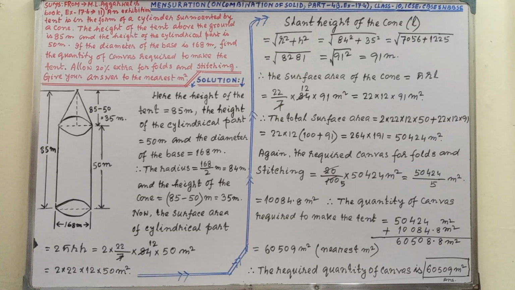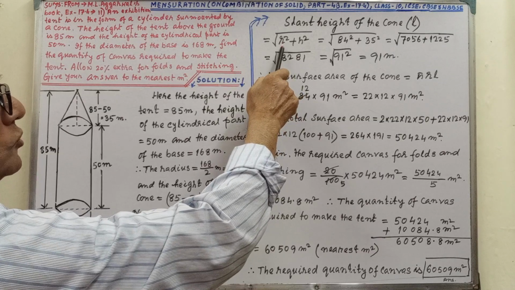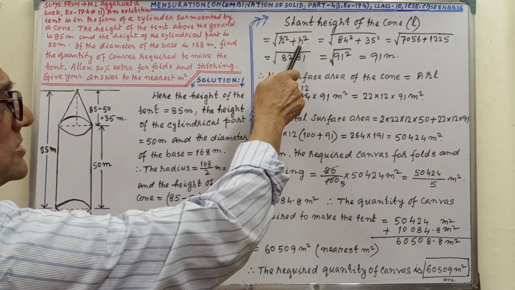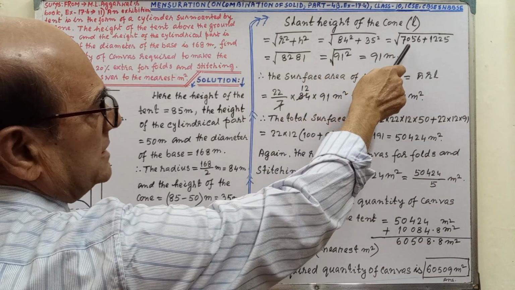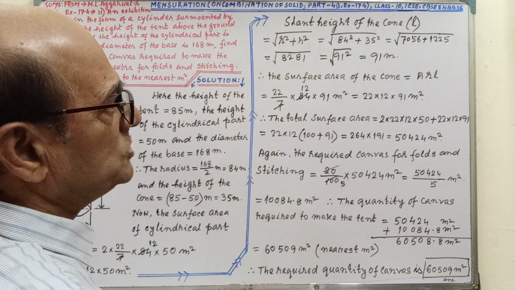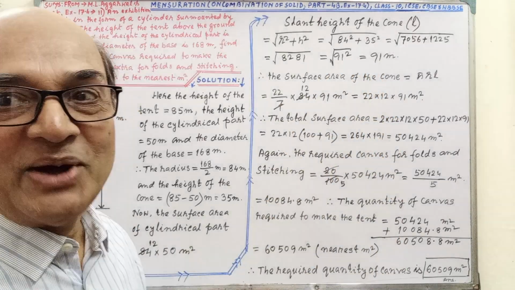Now we have to find out the curved surface of the cone, that is the slant surface of the cone. To get the slant surface, we have to find out the slant height. Therefore, the slant height of the cone, l equals, this is the formula, root over r square plus h square, r is 84 and h is 35. This calculation, root over 7056 and 1225, you have to do attentively.